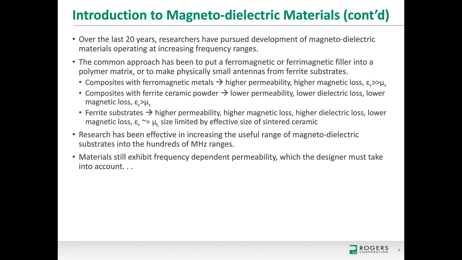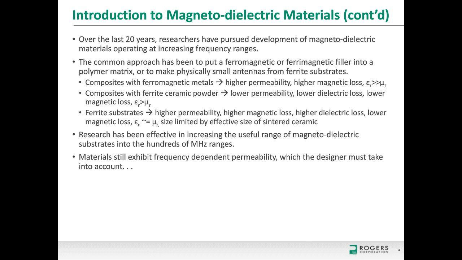A composite with a ferromagnetic metal, you can generally get a permeability that remains out into a higher frequency range, with the trade-off that you get a higher magnetic loss, a higher dielectric loss because you're putting a conductive material in an insulative medium, and a permittivity that's generally much larger than your permeability. The other approach in the composite structure is to take a ferrite ceramic powder, put that into a polymer matrix. Generally, this will give you a lower permeability than a metal product at the same volume fraction of filler, but with a much lower dielectric loss, a much lower magnetic loss, and a permeability that can be closer to permittivity, but generally your permittivity is still slightly higher than permeability.